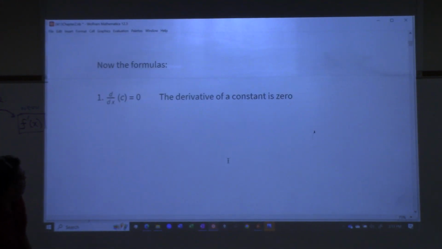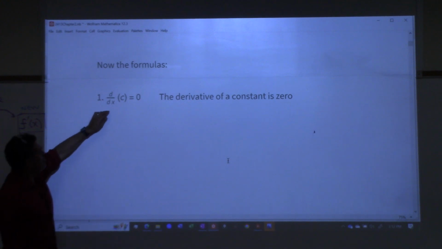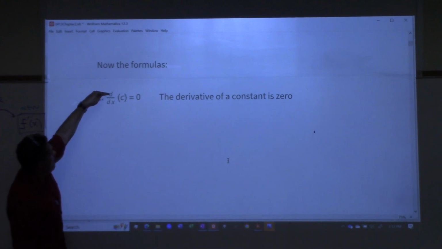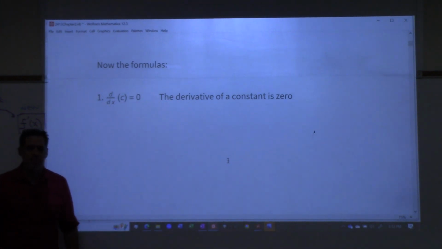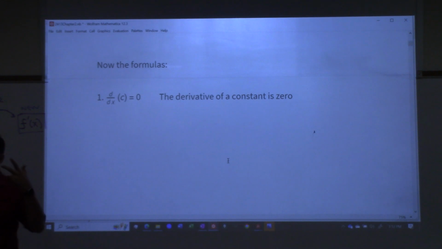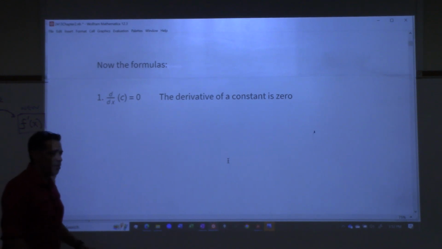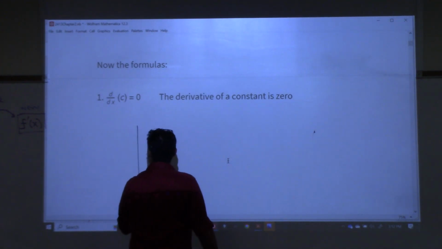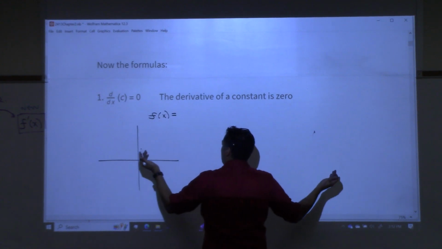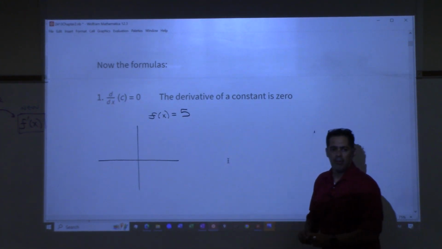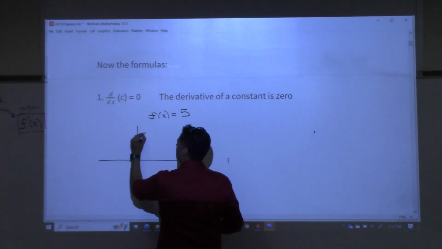All right, so here are the first set of rules. Look at this notation. I want the derivative, treating x as the independent variable, of a constant. The answer should always be 0. I think you can convince yourself of this if you think about what this means geometrically. If I ask you to graph some function f of x equals a constant, how about 5, right? That's a horizontal line through 5.